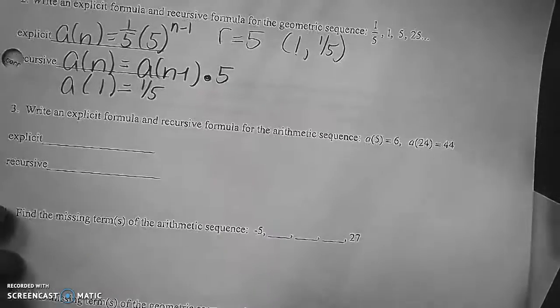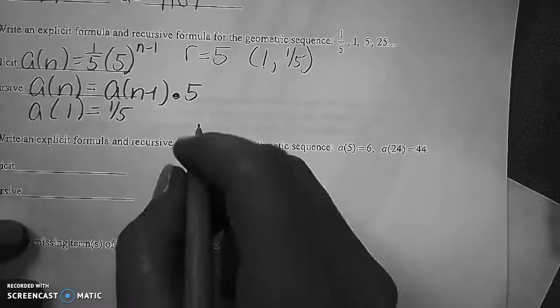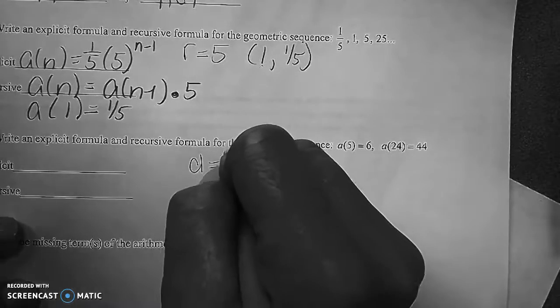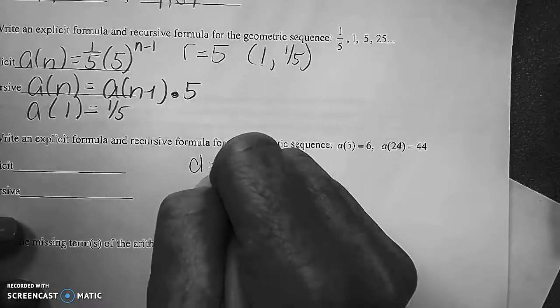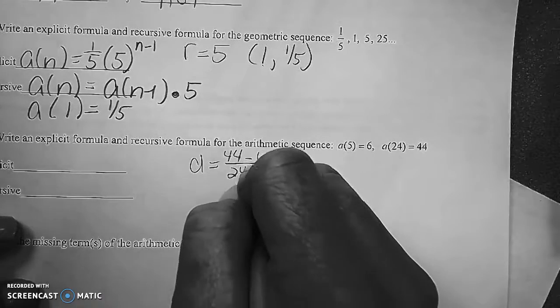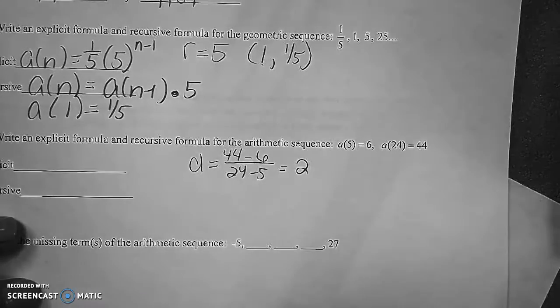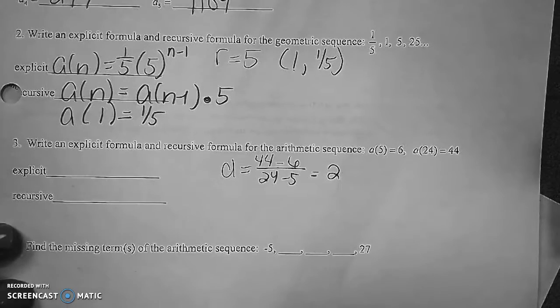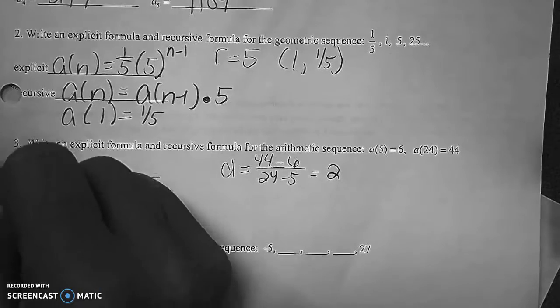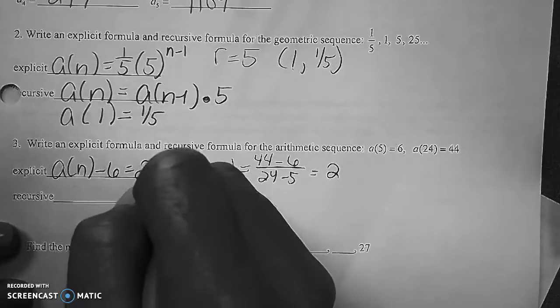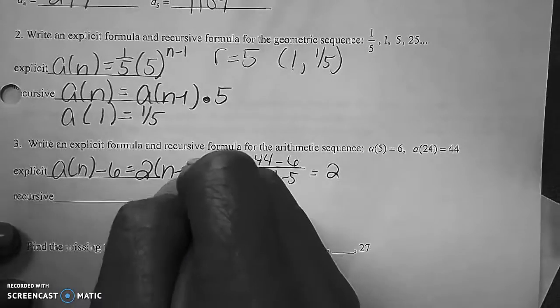Okay, next problem. It says it's arithmetic, so I need to find the common difference. Again, I have 2 points here, so I can find the common difference by changing y over changing x, which gives me 2. I'm going to use the fact that 5, 6 is an ordered pair, and I'm going to use the explicit formula, which is the same as point slope. So A sub n minus 6 will equal 2 times n minus 5.